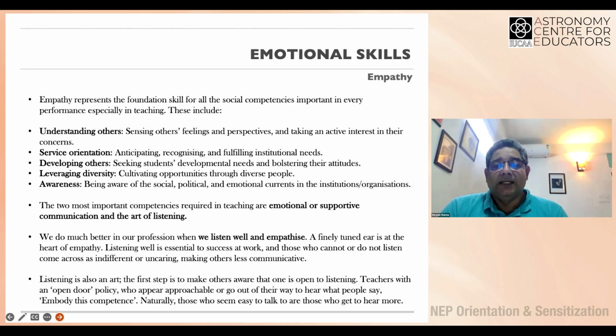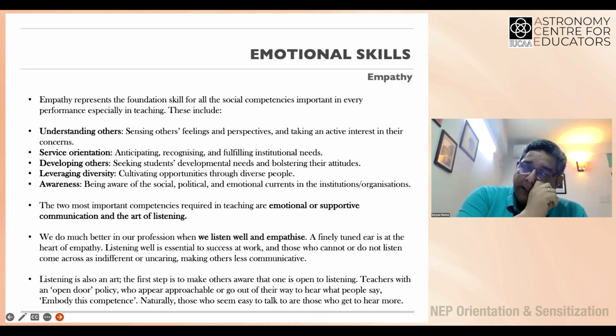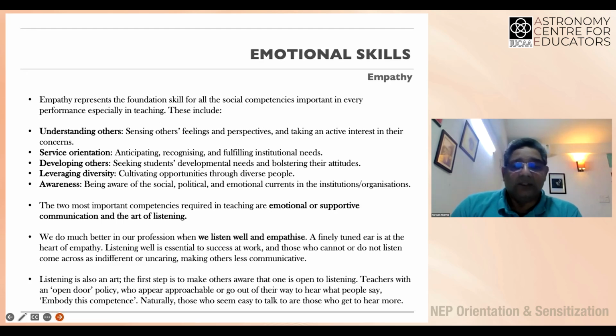So listening is also an art. The first step is to make others aware that one is open to listening. I think we really need to develop the skill of listening, and I'm telling you, it's not that easy. It requires a lot of patience, and teachers who have an open door policy, who appear approachable or go out of their way to hear what people say, embody this competence. And naturally, those who seem easy to talk to are those who get to hear more. Perhaps you have seen this in your institutions. The students will share many things with the teachers who listen to them without making any judgment.